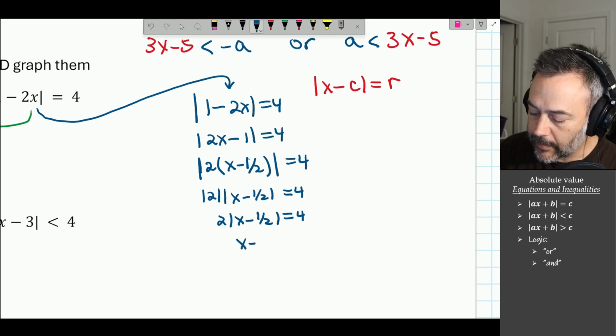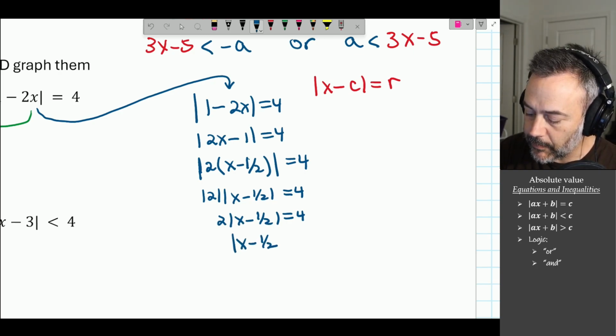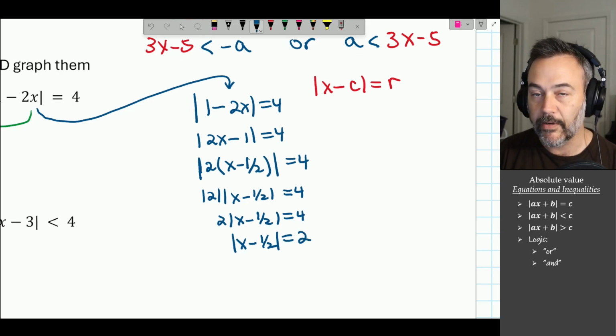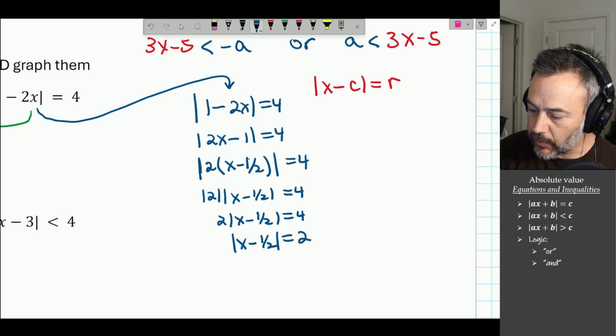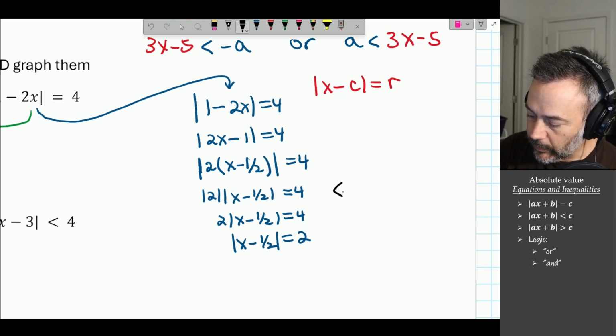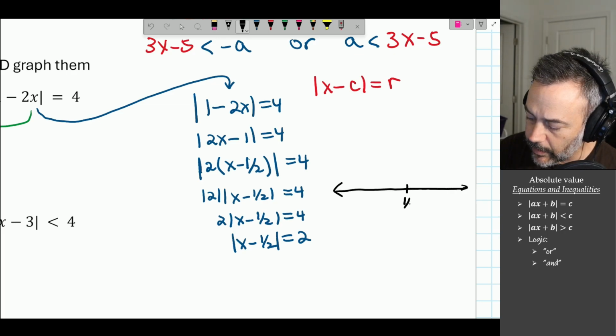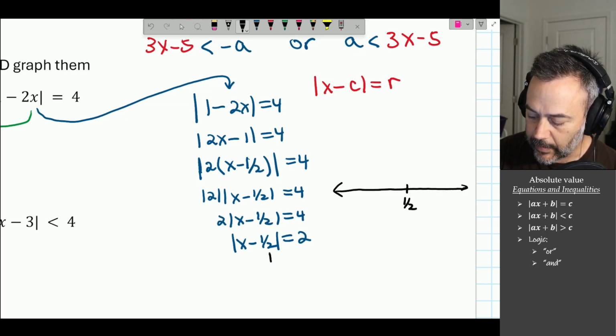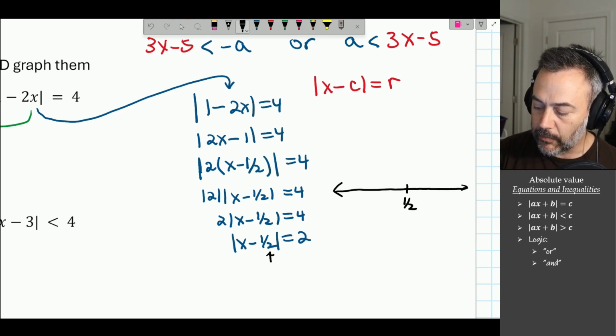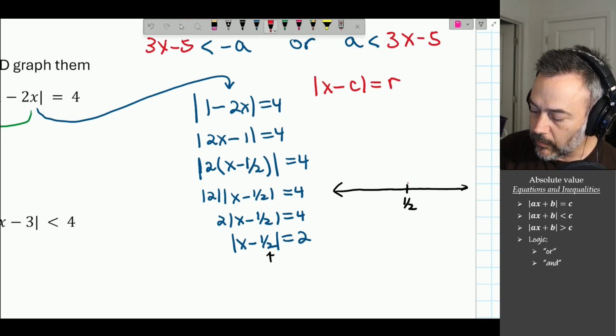And we get the absolute value of x minus 1/2 equals 2 when we divide both sides by 2. So we learned that on the number line, the center would be at 1/2. That's C, the center, and the radius is 2. So we go to the right by 2, you add 2 to 1/2, and you subtract 2 from 1/2.